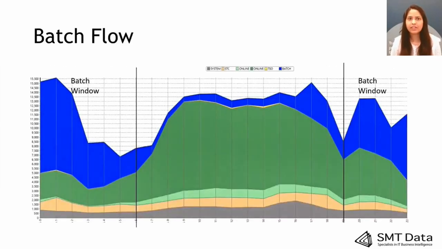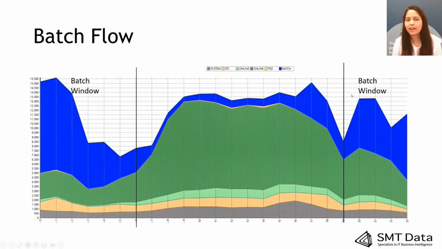Next slide is about the batch flow. I put in a simple area graph. Maybe you can't see it, but the x-axis is the hour, 0 to 23 hours, so it's one day of data. The y-axis is the MIPS number, with all the workloads like system, STC, online, TSO and batch. The blue one is the batch and the green area is online.